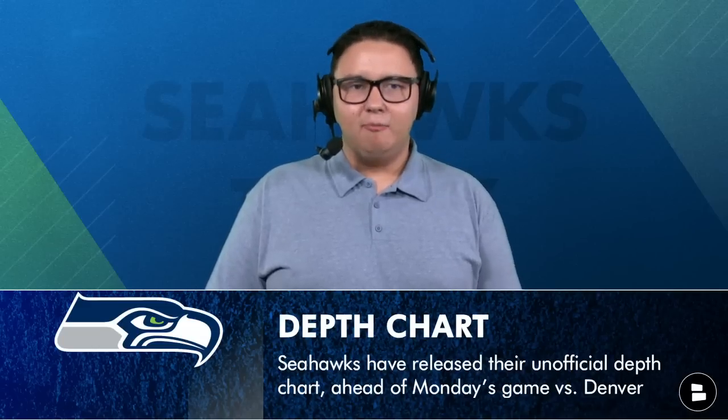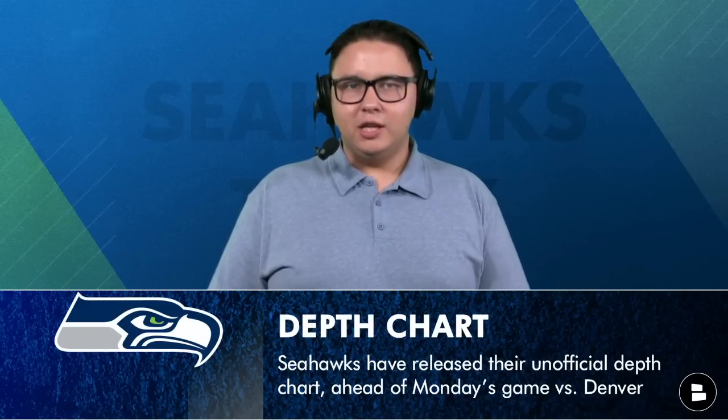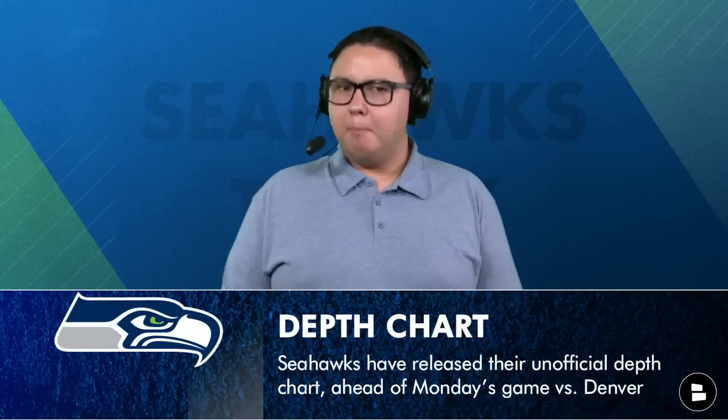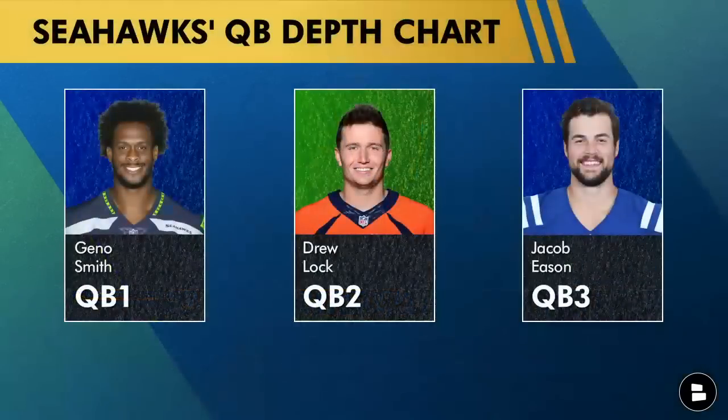We begin today looking at the Seahawks depth chart, the unofficial depth chart that is, that's been released ahead of Monday's game versus the Denver Broncos. And for the most part, it seemed par for the course, what we expected, but there were a couple things that stood out. Let's start out with the quarterback position. Geno Smith, your starter for Week 1. Pete Carroll made that decision after the final preseason game when Drew Lock struggled with 3 interceptions. His decision was pretty much made for him with Geno Smith being that number 1 guy.